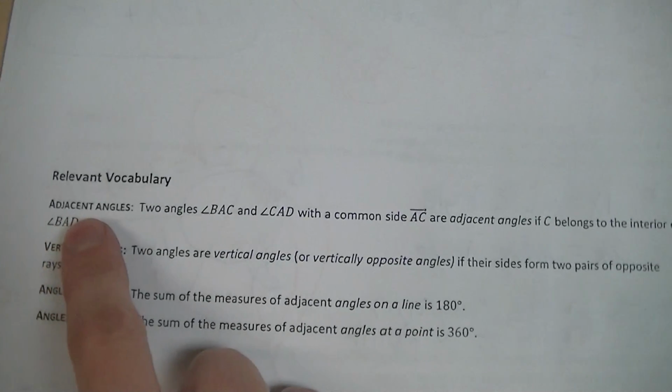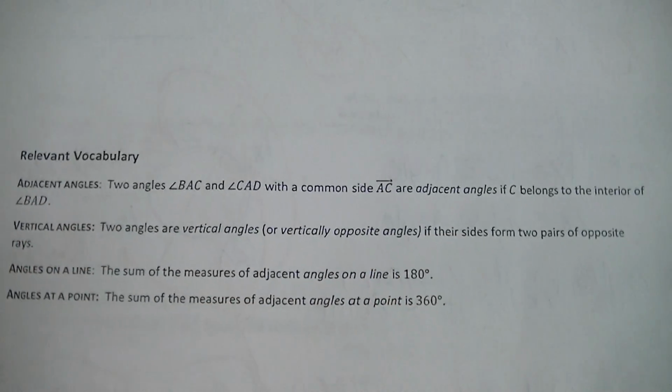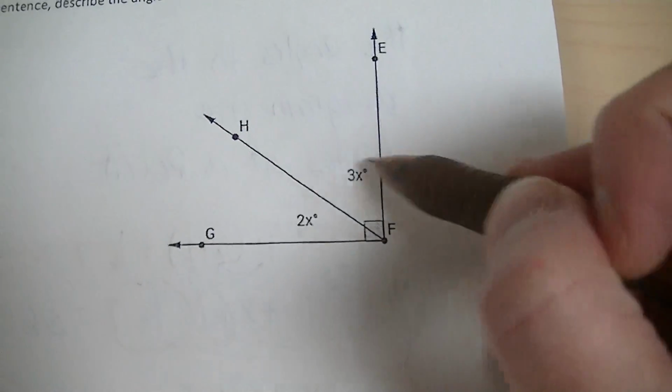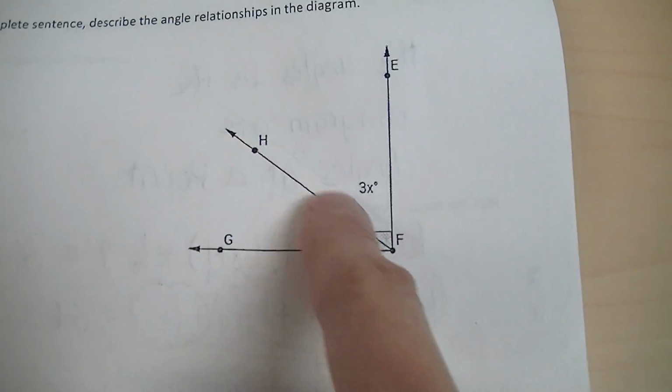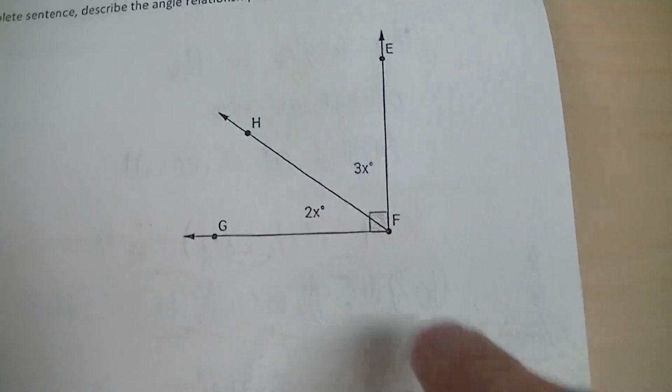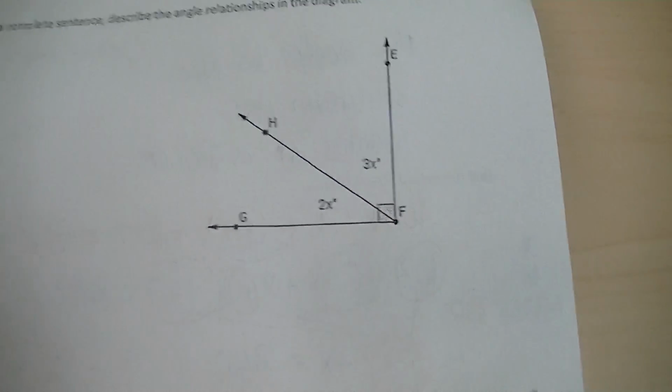Remember, adjacent angles are angles that share a same side. So that means they're right next to each other. So these two angles right here, this angle and this angle, they're adjacent. See how they share the same side right there, that common ray and that common vertex? They're adjacent, they're next to each other, okay?